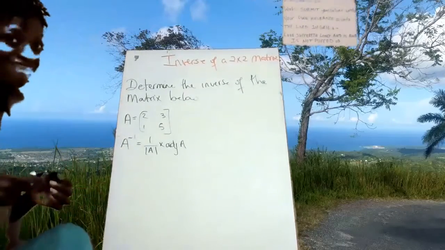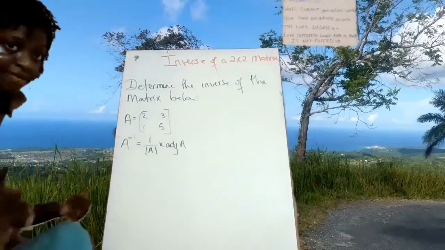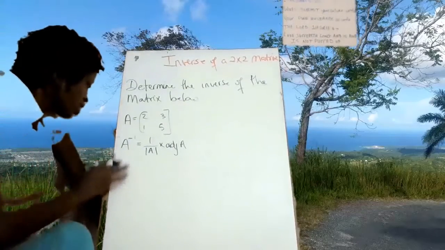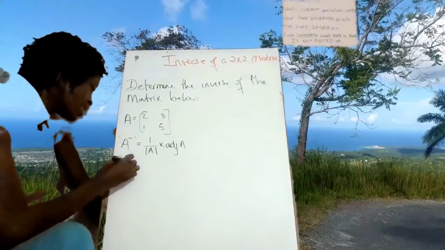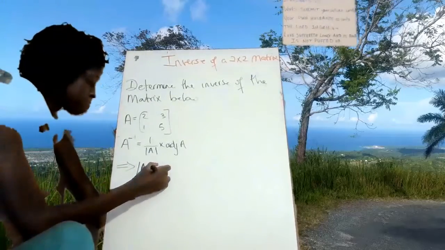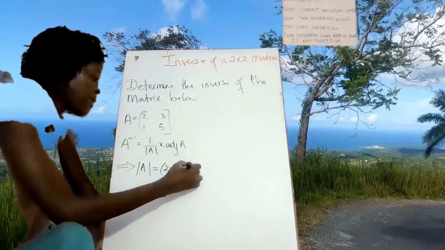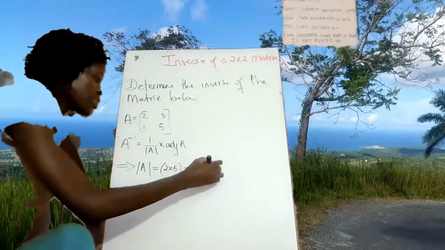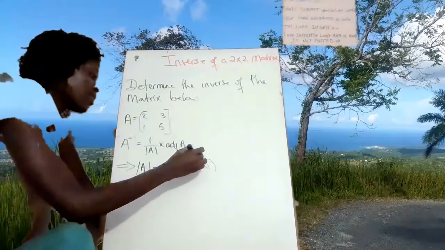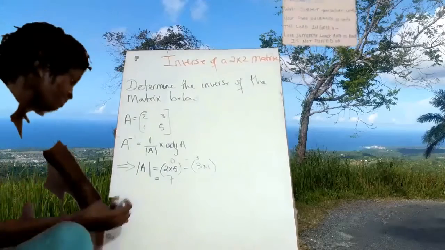So I have to find the determinant, I have to find the adjoint, and then I calculate the product. I'm going to start here. I'm going to use my implies sign. The determinant of A is going to be the leading diagonal, so 2 times 5, minus the non-leading, 3 times 1. And that gives me 10 minus 3, which is 7. So the determinant is complete.